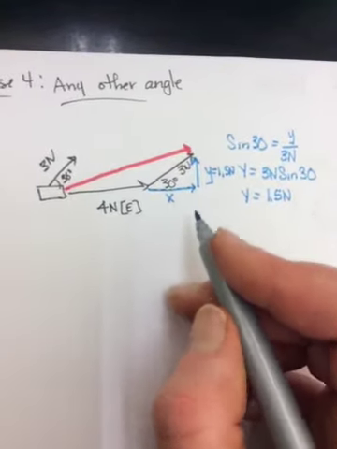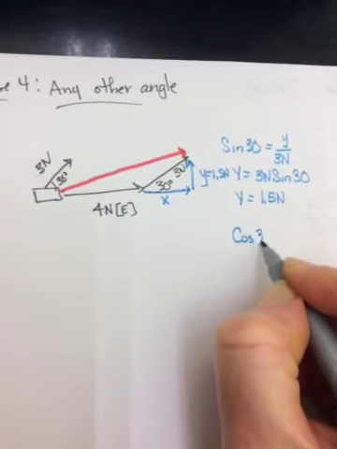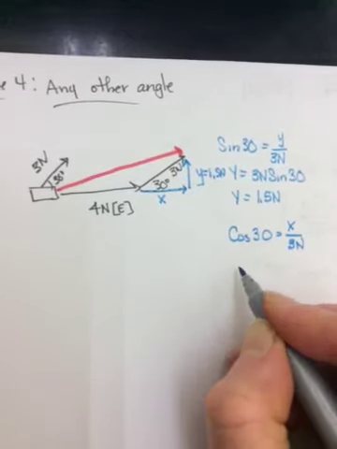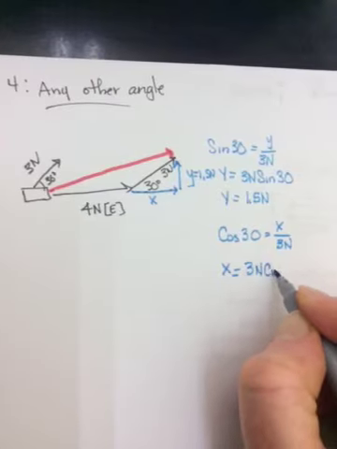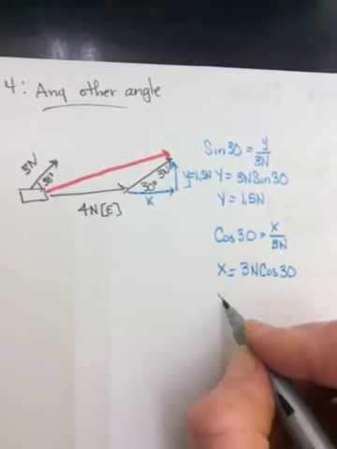And then I could say, okay, x is the adjacent side, so that will be cosine. So the cosine of 30 will equal x over 3 newtons. So x will be equal to 3 newtons times the cos of 30. The cos of 30 is 0.866 times 3.